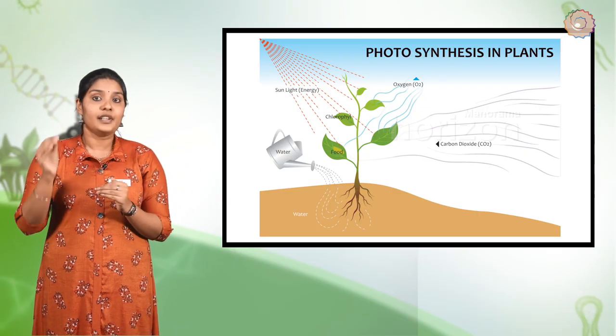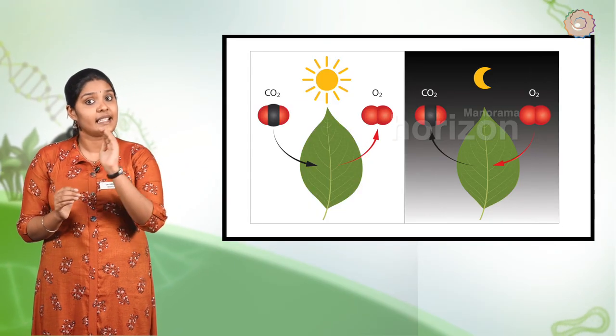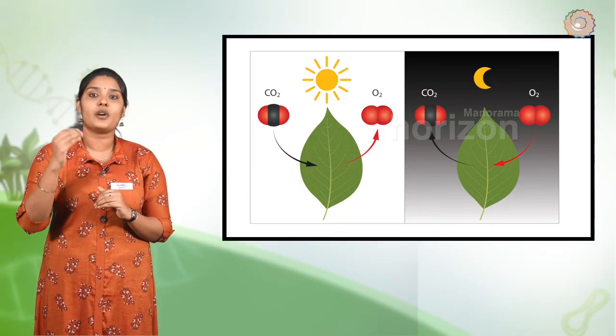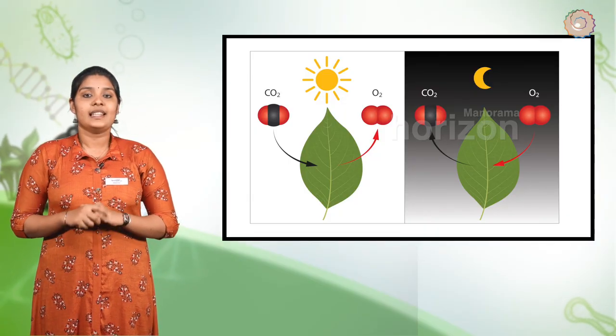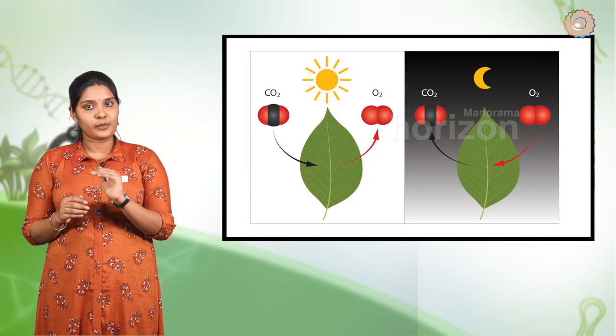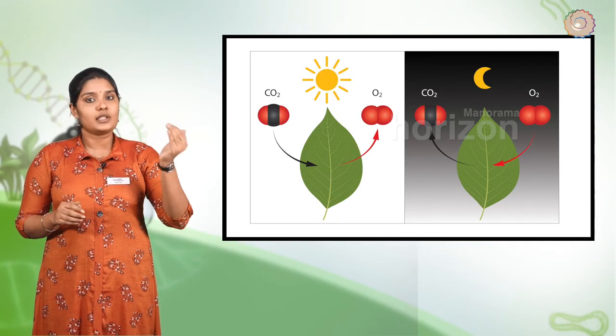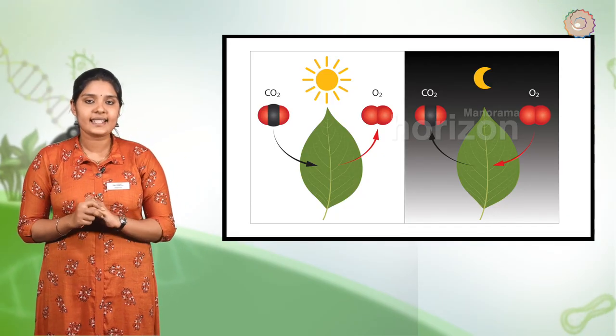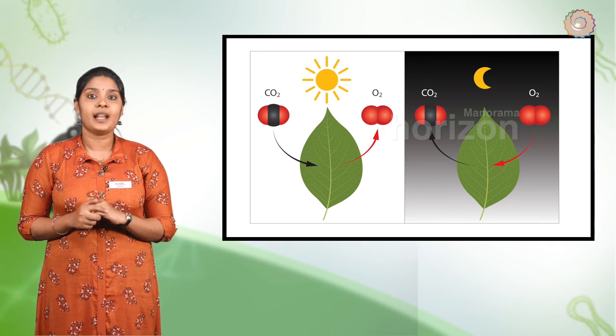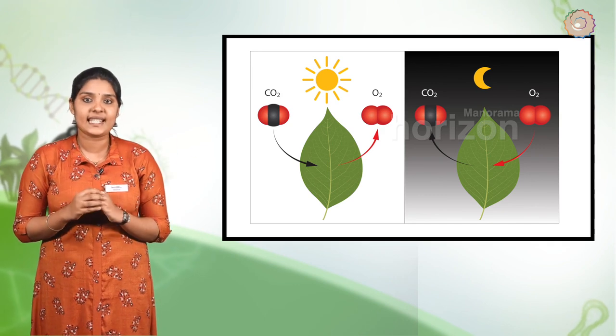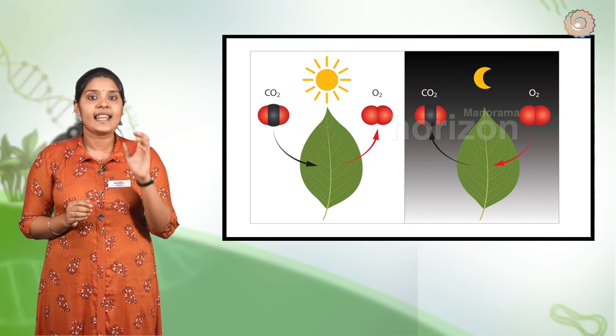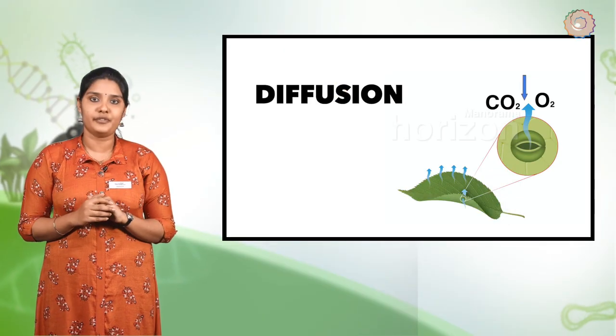In plants, during respiration, there is intake of oxygen and release of carbon dioxide. They obtain gases from the atmosphere through roots, stomata in leaves, and lenticels in woody stems. Exchange of gases between the cell and the environment takes place by the process of diffusion.